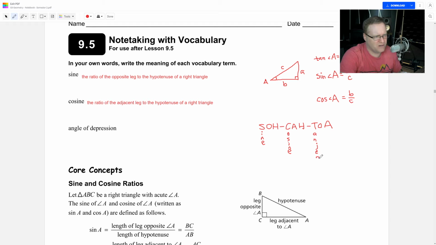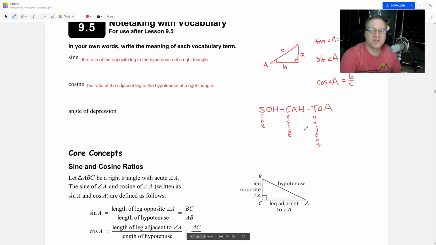Tangent, yeah, tangent, and it's the opposite over the adjacent, all right? So SOHCAHTOA, sine, cosine, tangent. Sine is opposite over hypotenuse. Cosine is adjacent over hypotenuse. Tangent is opposite over adjacent. All right, so you need to remember those. Sine, cosine, tangent. You have to remember which one is which.